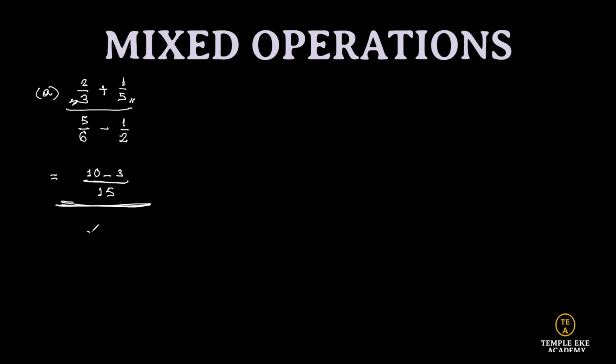There are many ways to deal with this. I'm going to show a quick technique after this. So the LCM of 6 and 2 is 6. And 6 divides into 6, that's 1. 1 times 5 is 5. Minus 2 divides into 6, that's 3. 3 times 1 there is 3.